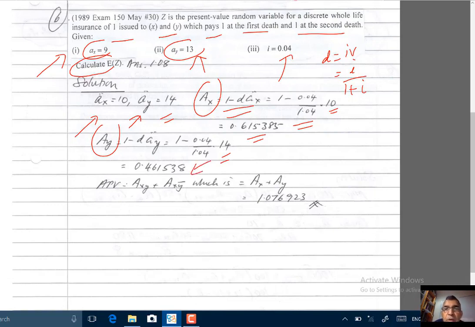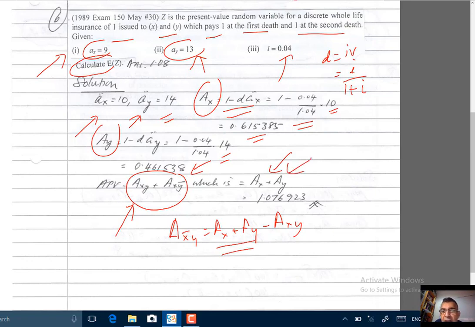Remember, this is going to pay 1 at the first death and 1 at the second death. So whether you die first or second, you get paid $1. So we're trying to find this thing here, A_XY plus A_XY bar, which is this thing here. Remember, we had A_XY bar will be AX plus AY minus A_XY. So you bring it across to the left hand side, you end up with AX plus AY. We know these numbers, add them up, you get your final answer, 1.076923.